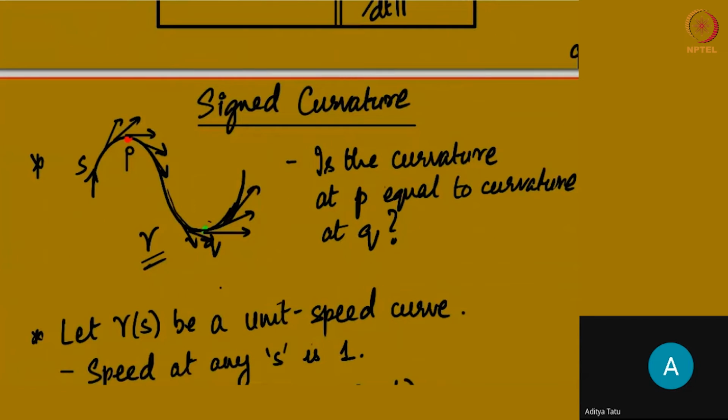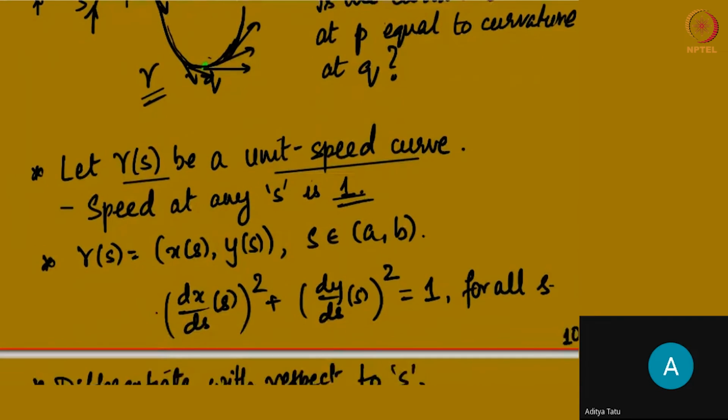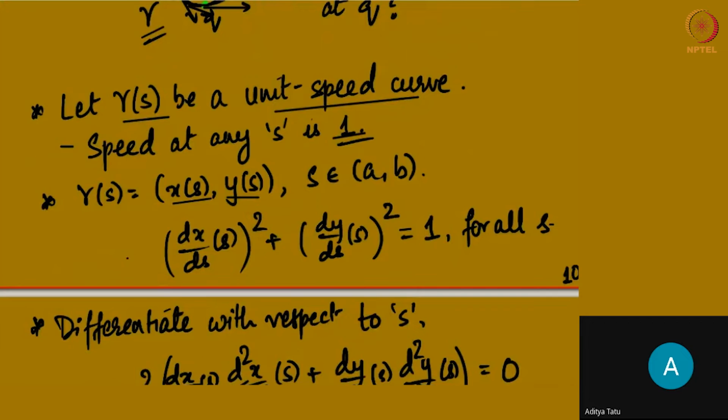And that is what is called signed curvature. So let's see how we can capture this. Let gamma of s be a unit speed curve, which basically means the speed at any parameter value s is always 1. So if gamma of s can be described by two functions, x of s and y of s, x describing the x coordinate and y describing the y coordinate, speed being 1 basically means this equation: (dx/ds) squared plus (dy/ds) squared is always 1 for all values of s.